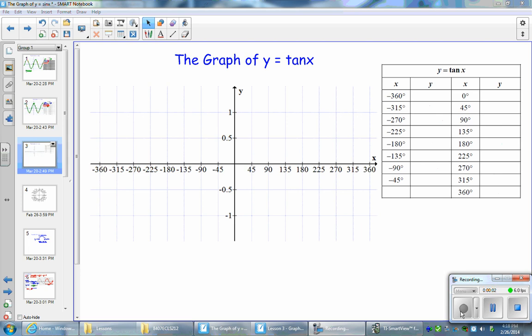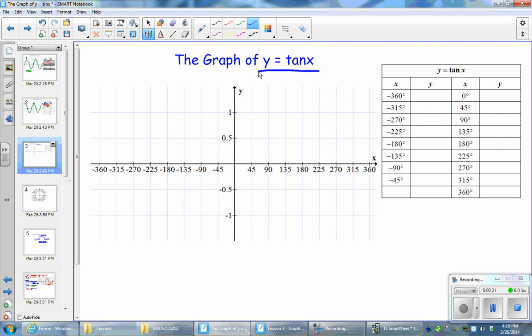All right, in this lesson, I'm going to talk about the graph of the function y is equal to tan x. Now, the graph of y is equal to tan x actually looks really different from the graph of y is equal to sine x and cos x because it doesn't actually model a sine wave. So I'm going to show this graph here in just a moment.